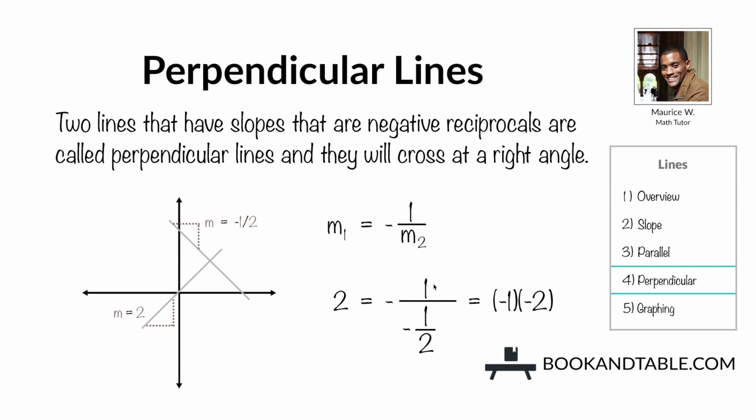If you are dividing the numerator by a fraction, it's the same as multiplying the numerator by the reciprocal. So -1, if you switch the 2 and the 1, you get -2 instead of -1/2. So -1 divided by -1/2 is the same as -1 times -2. That will give you -2 times -1, which is 2.